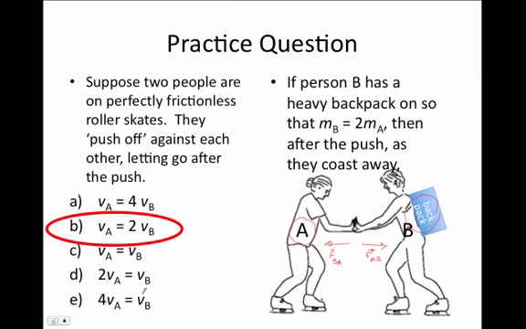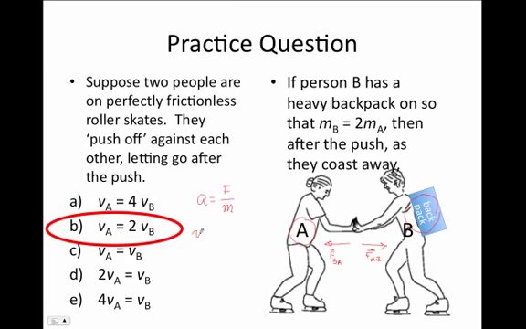Well, the answer is that the speed of person A will be twice that of person B. And that's because each person's acceleration is going to equal the force that they experience divided by their mass. If person A weighs less or has a lower mass, then this number is smaller. If they're experiencing the same magnitude of force on each other and m is smaller, then a will be larger.